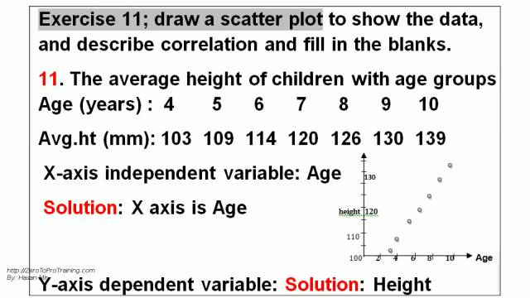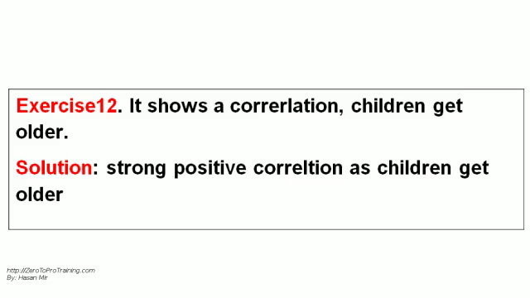Next slide, exercise 11: the data plots show a scatter diagram. See image: positive correlation, X independent variable is age and Y dependent variable is height. Continued slide, exercise 12, continuing from the previous slide: strong positive correlation as children get older.